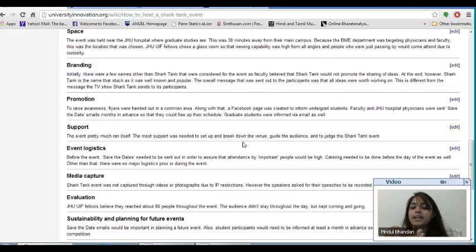Promotion, to raise awareness: flyers were handed out in their common area. A Facebook page was created. To inform the undergrad students, all the save the dates, and graduate students were informed via email. The support pretty much ran itself once all the preliminary things were done. The main support was needed to set up and break down the venue, to guide the audience, and to judge the Shark Tank event.